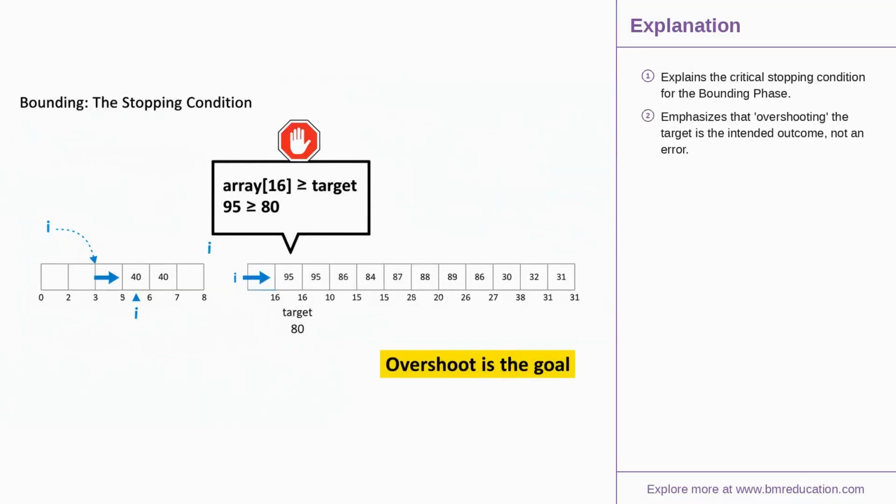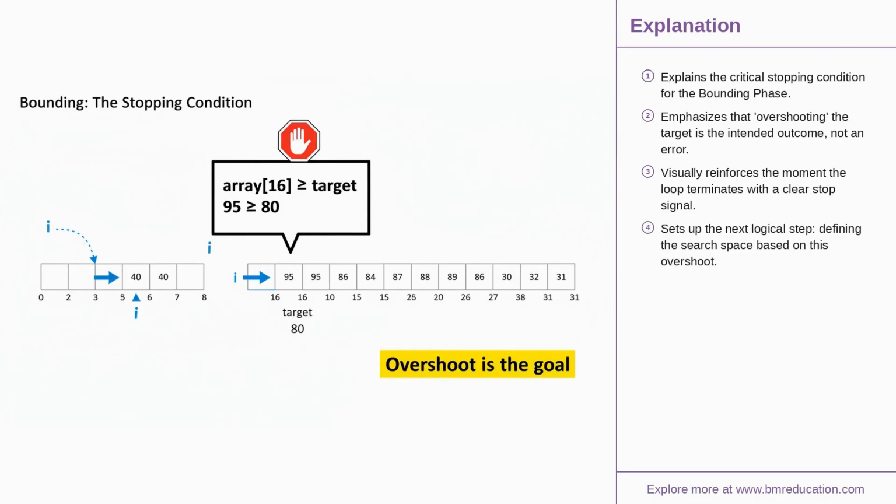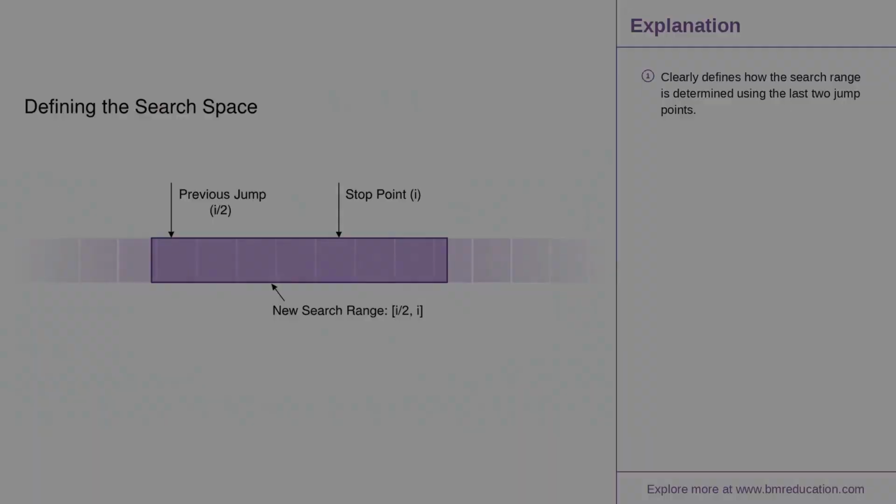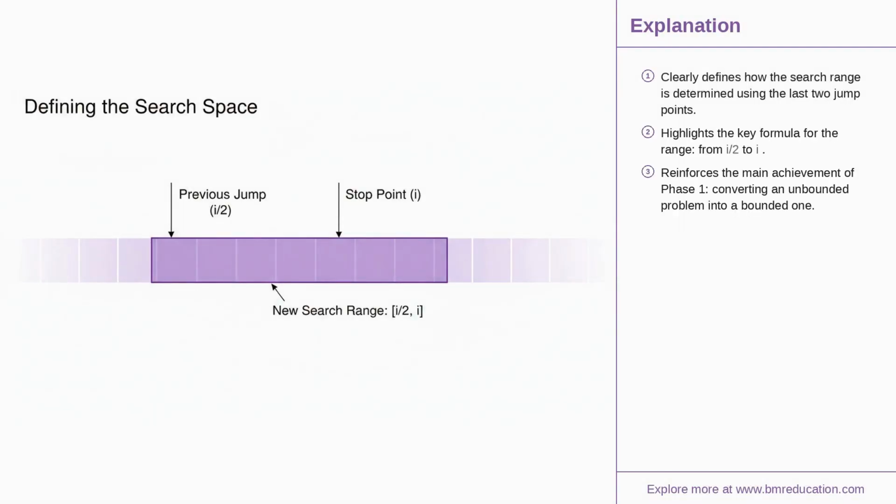We continue this doubling process until we find an index I where the element is greater than or equal to our target. This overshoot is crucial. It tells us we've gone past our target, meaning it must be in the block we just jumped over. This is our stopping condition. Once we've found our upper bound at index I, we know our target, if it exists, must lie between the previous jump point, which was I divided by 2, and the current point, I. This defines our final bounded search space. We've successfully turned an infinite problem into a finite one.